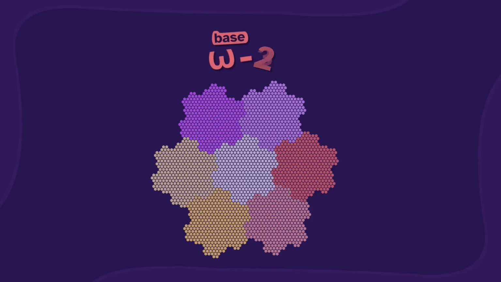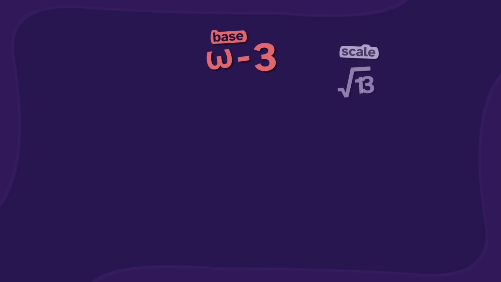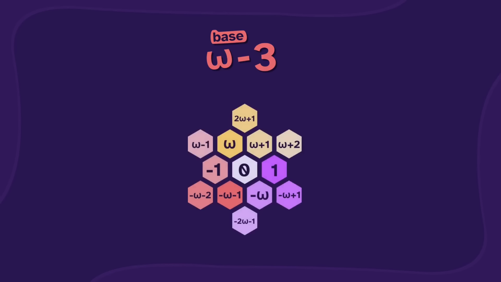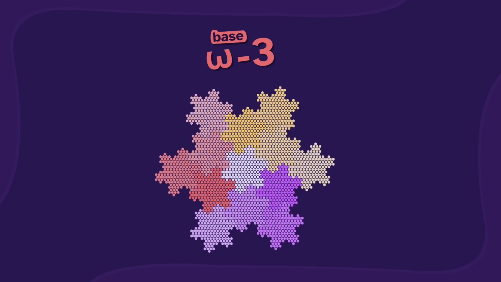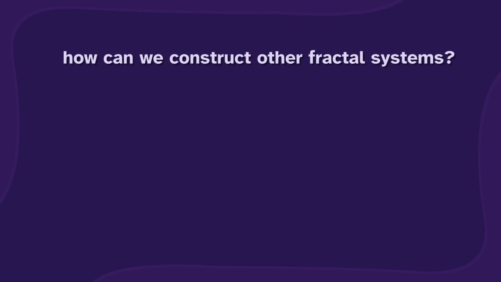Now let's do omega minus 3. It scales by root 13, meaning that we need 13 digits, which is also really nice. We can arrange them to make a spiky hexagon, which slap births a new satisfying pattern. So that answers our second question.